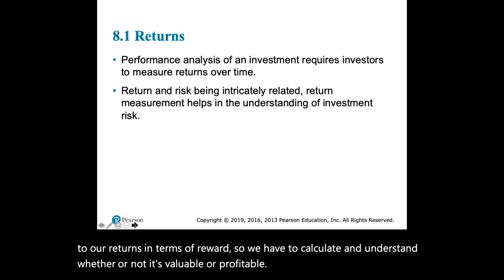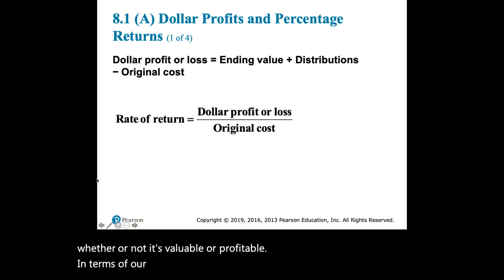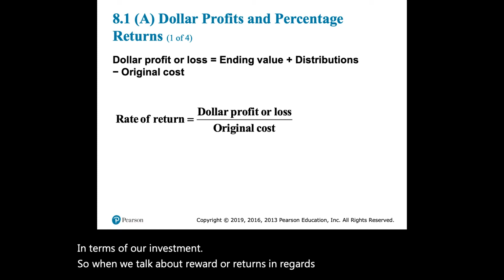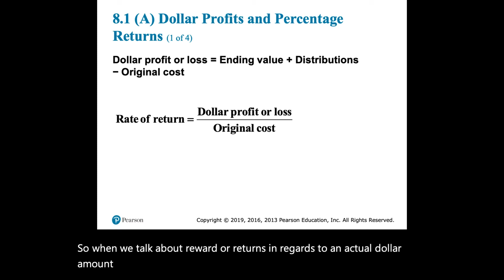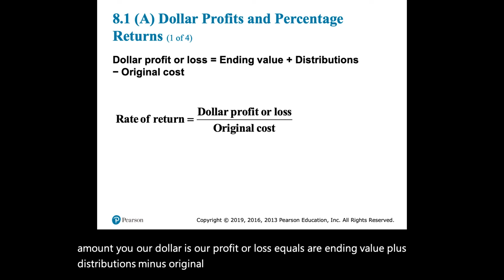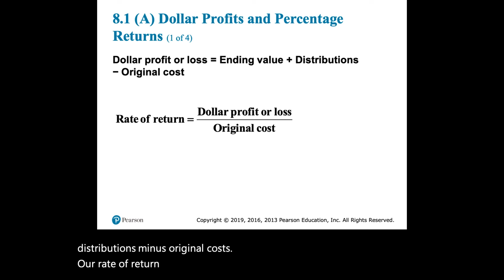Okay, so we have to calculate that and understand whether or not it's valuable or profitable in terms of our investment. So when we talk about reward or returns in regards to an actual dollar amount, our dollar profit or loss equals our ending value plus distributions minus original cost. Our rate of return is that profit or loss divided by our original cost.